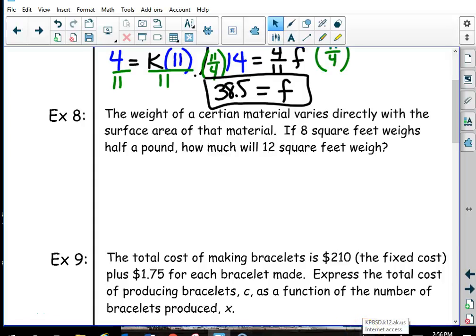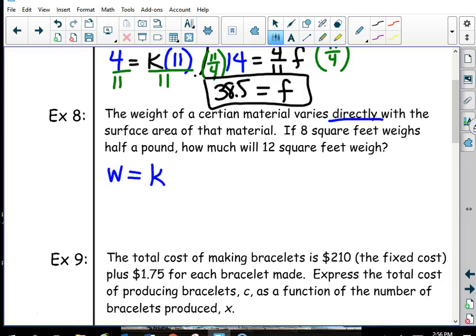All right, back to applications of variation. So we're looking for keywords, either directly or inversely, and it tells us the weight of a certain material varies directly with the surface area of that material. So let's use W for weight, and direct is just straight multiplication. I'm going to use S for surface area. If 8 square feet weighs half a pound, how much will 12 square feet weigh?